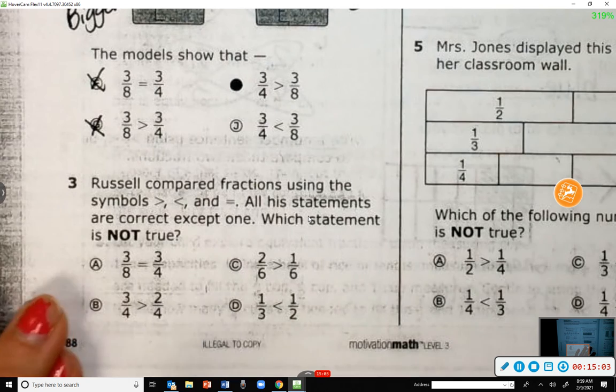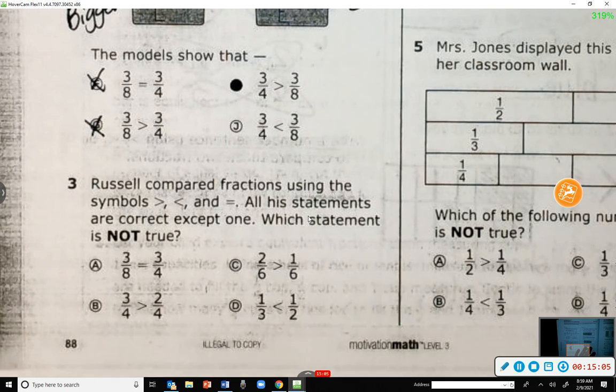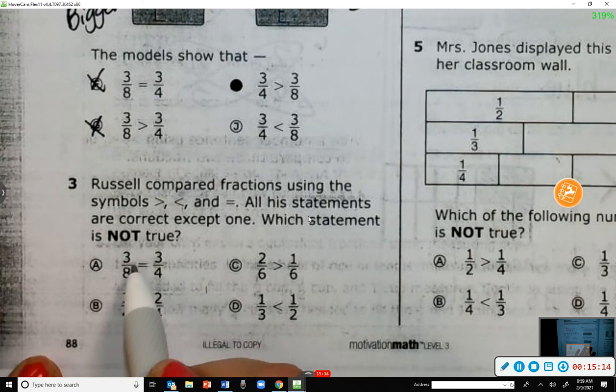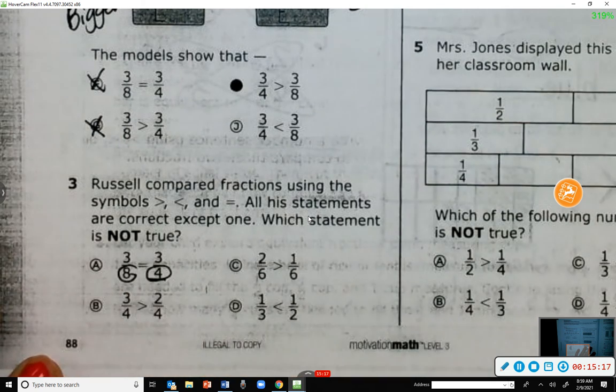3/8 is equal to 3/4. No. How do you know? Because it's not equal. How do you know it's not equal? Because the bottom is different. Okay, good. The numerators are the same, so that means the denominators would have to be the same, and they're not.